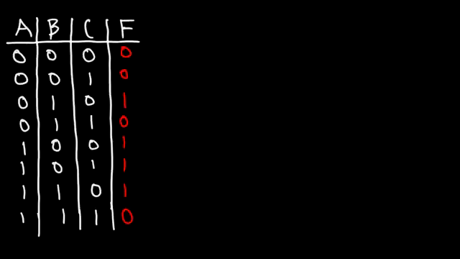Enter Carnot maps. The Carnot map will be very helpful for us to write a function that describes this truth table. So we have 3 variables, so we need a 3-variable Carnot map with 8 squares. Now the 8 squares will match the 8 different input possibilities that we have here.